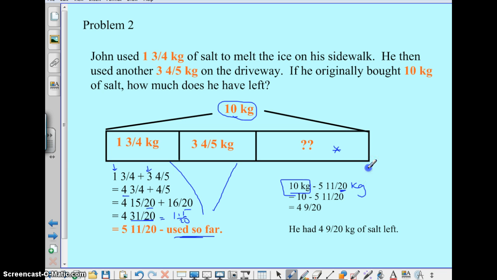So what I'm going to do is take the 10 kilograms and turn it into 9 and 20/20th kilograms, right? Because this is 1, and that makes sense. This is still equal to 10. And then I subtract the 5 and 11/20ths kilograms from that, okay? Because now I have fractions with like units. So now I could subtract the whole numbers. So 9 minus 5 equals 4, and 20 minus 11 equals 9. So my answer is 4 and 9/20ths. That's what he has left.